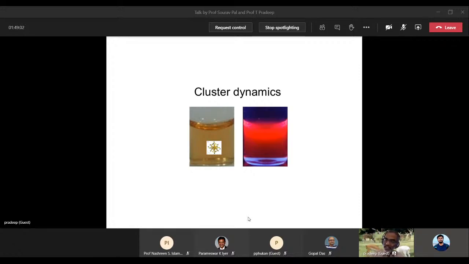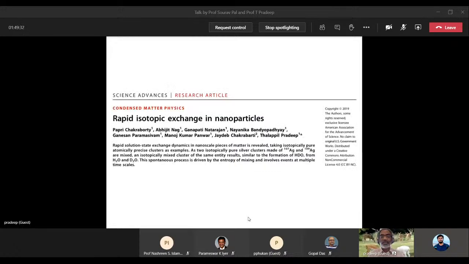So this is called cluster dynamics. But in the case of gold, it is very difficult to study because gold does not have another isotope. But this is possible in the case of silver. And if I were to show that these things exist, then I'm saying that they are indeed molecules, very similar to water. H2O and D2O, if I mix together, what do I get? I get HDO. That is because of the fast isotopic exchange when molecules interact with each other. So we showed that such isotopic exchange occurs in nanoparticles.